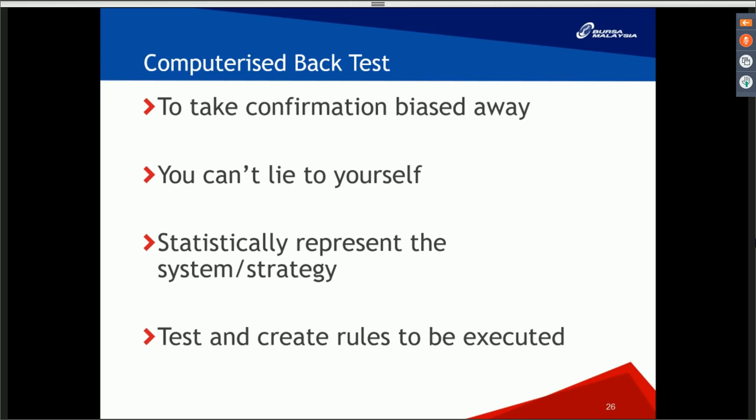And statistically represent the system and strategies, because you need big statistics to prove that this works. So test and create rules to be executed so that you can play around with when to buy and sell, to see whether this changes the result. Sometimes you'll be surprised. You apply a certain indicator, but you change the parameters around, and it won't change the result. So this cannot be done if you're doing it manually. You can only do it without emotion, without bias, by using a computer.